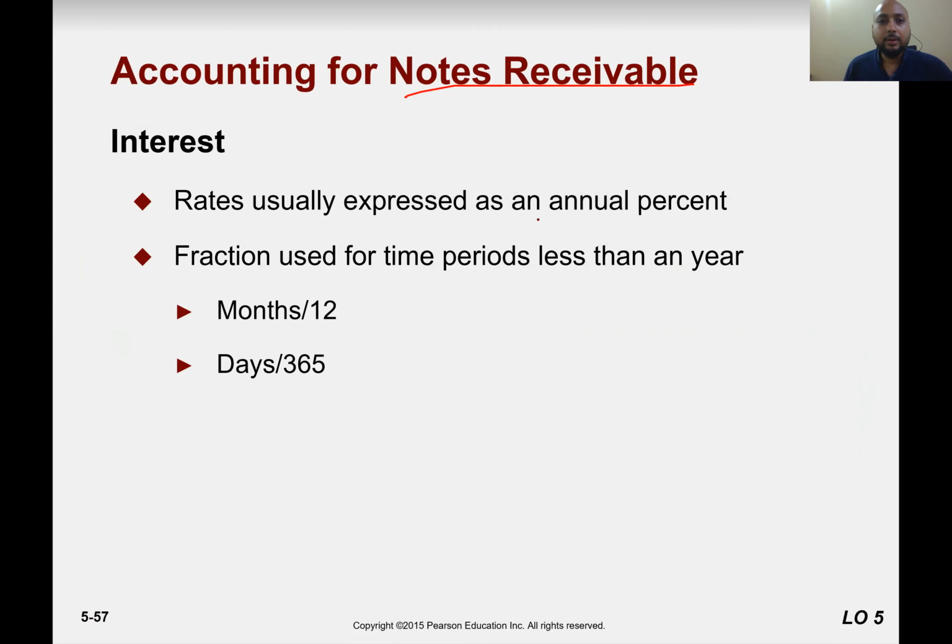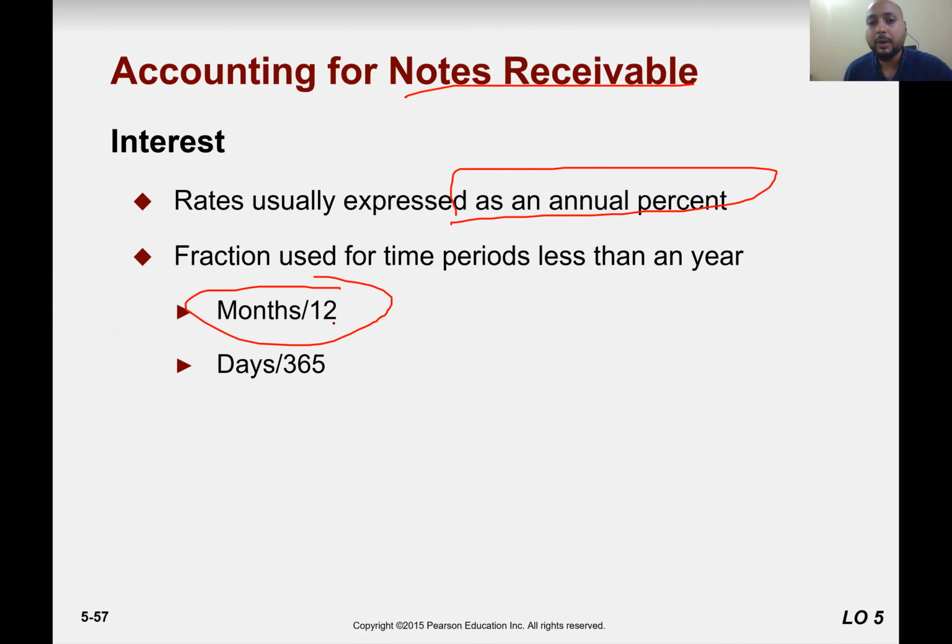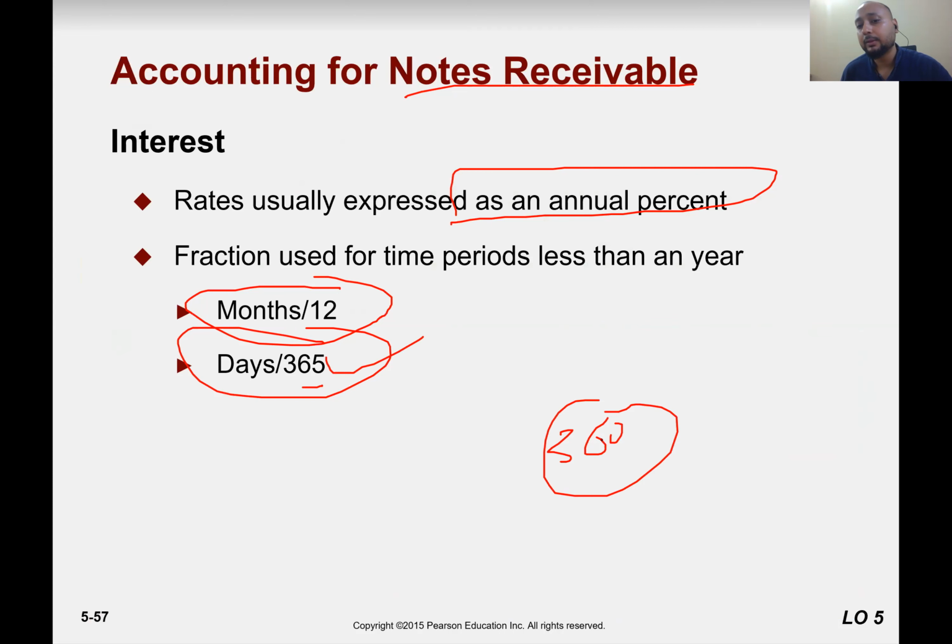Now, accounting for notes receivable, we already talked about that. The interest rate is written as an annual percentage term. If you are using months, divide the months by 12. If you are using days, divide the days by 365. That is a standard value. You can also divide by 360, but the norm is 365 days.